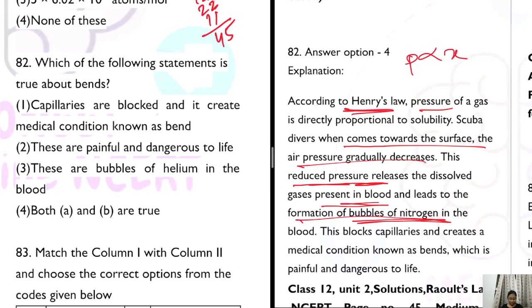Okay, so if the bubbles form, the capillaries will be blocked, and it will create a medical condition that is known as bends. Okay, and it is painful and dangerous. So let's see. Capillaries are blocked and it creates a medical condition known as bends. True. They are painful and dangerous. True. These are the bubbles of helium? No, these are the bubbles of nitrogen. So this is the correct answer. Okay. So let's see the next question.